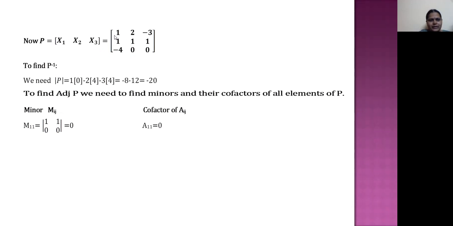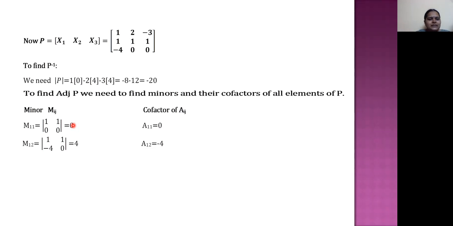How do we find the minor? Delete that row and column in the matrix P, then we remain with this 2 by 2 matrix 1 1 0 0. Its determinant we are going to find. That determinant is nothing but the minor. So that is M11.